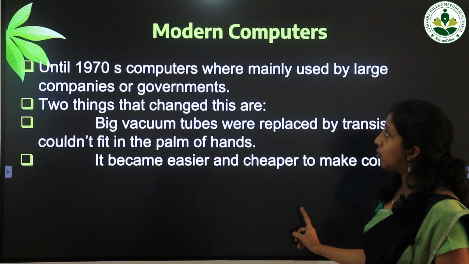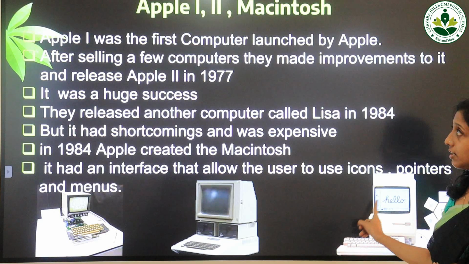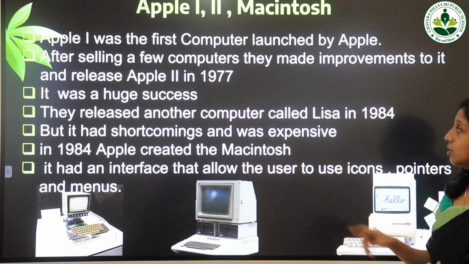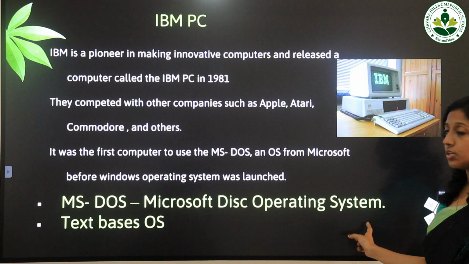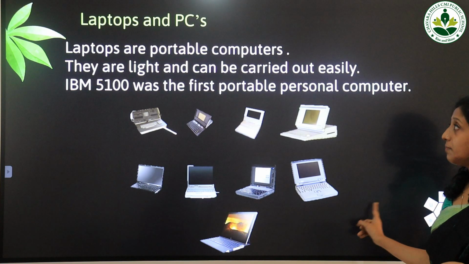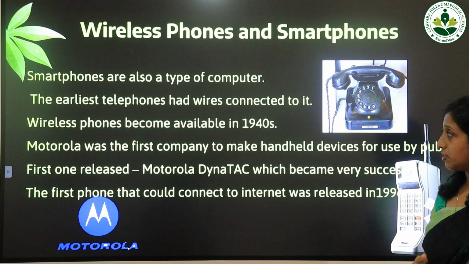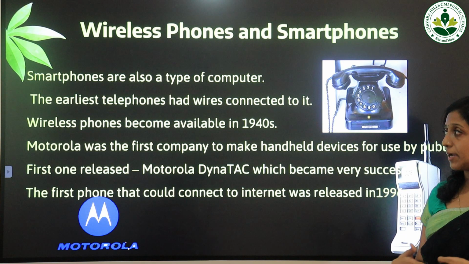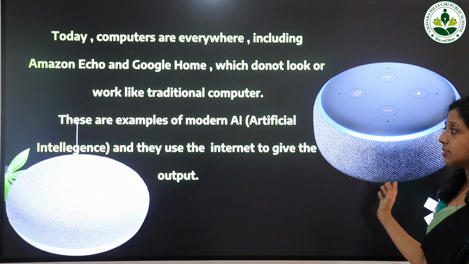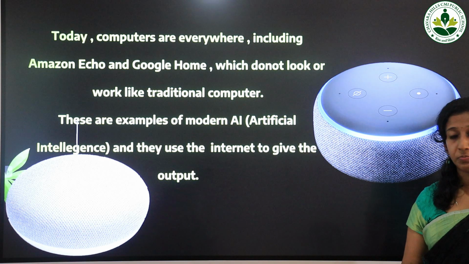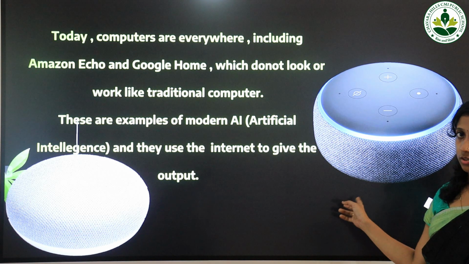So today we have learned about modern computers. First we learned about IBM computers, and next we learned about Apple 1, 2, Lisa and Macintosh. Next we learned about the IBM PC, which works on the basis of the MS-DOS operating system, and next came laptops and PCs, and again the smartphones. The first smartphone was made by Motorola, and next came the BlackBerry, and next came the iPhone. Examples of devices that work using artificial intelligence are Google Home, Amazon Echo, etc.